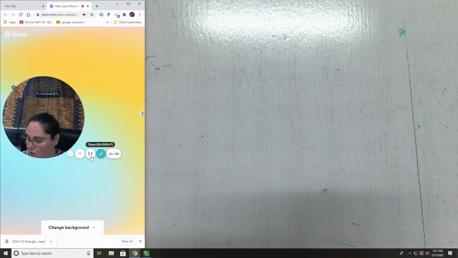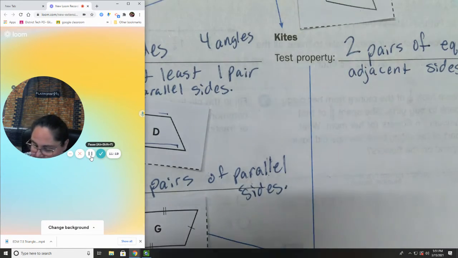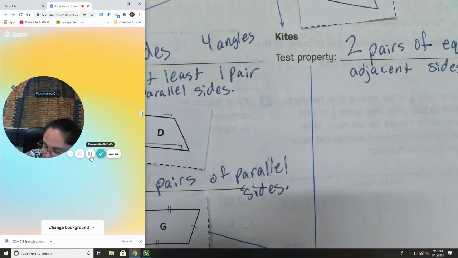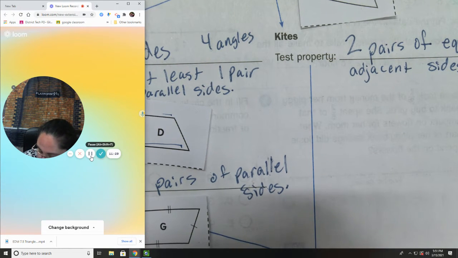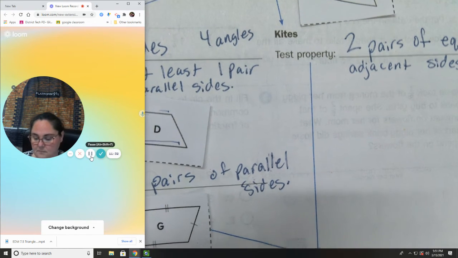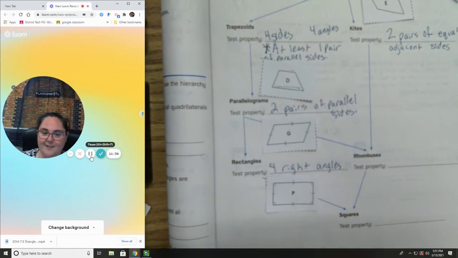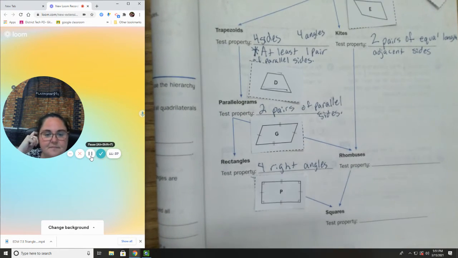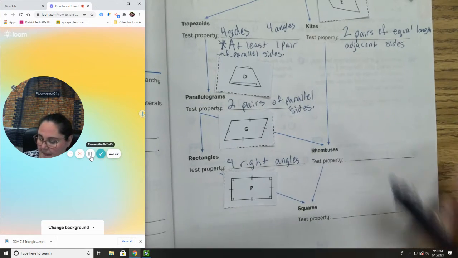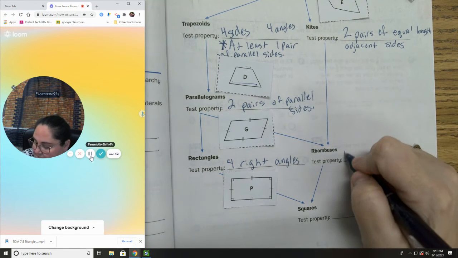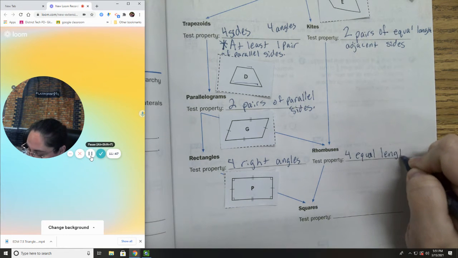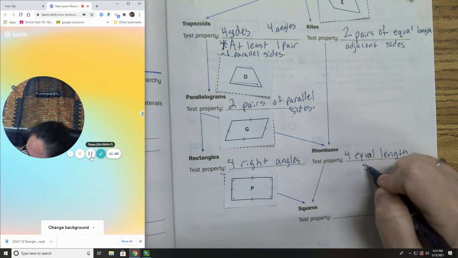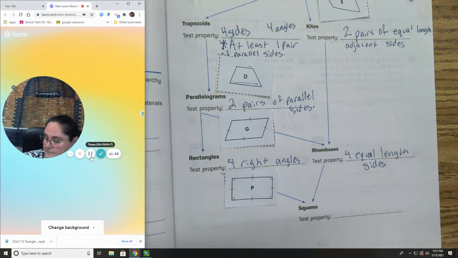Okay? So a rectangle is this next one. It has to have 4 right angles. I gotta zoom back out, sorry. 4 right angles. A rhombus has to have 4 equal length sides. Done.